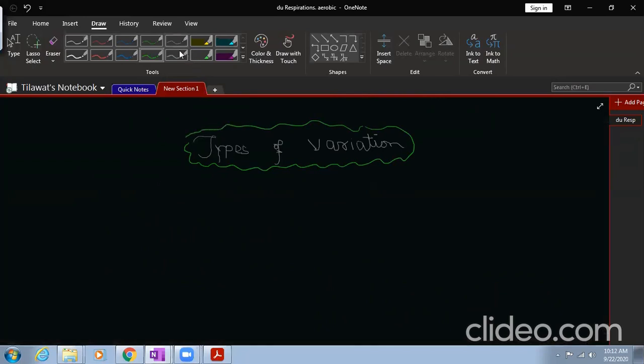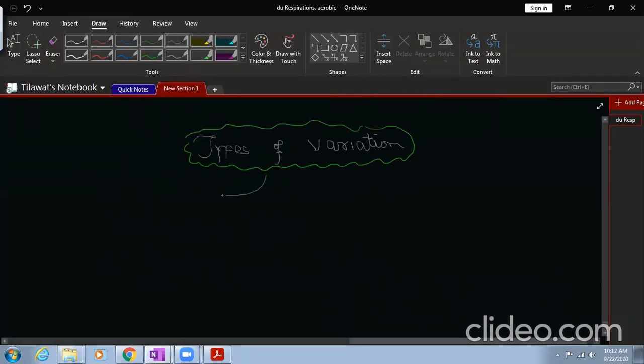We have two types of variation. One variation we have is continuous variation.